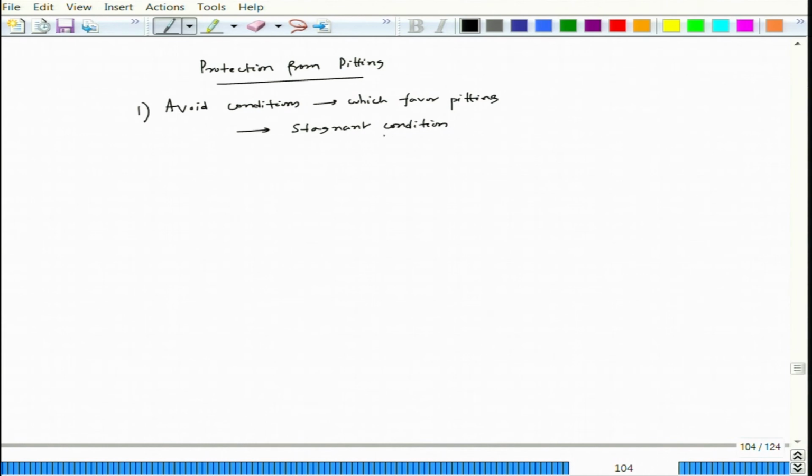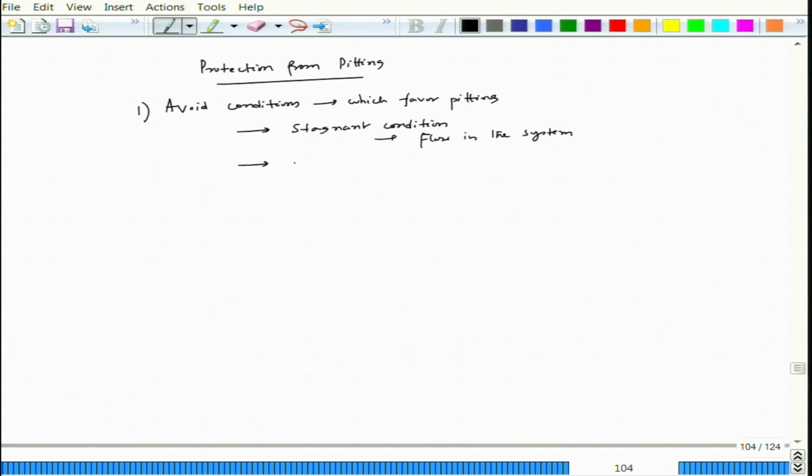So, better to have a flow in the system. And remember, when we have a flow in the system, that flow should not be at a very high flow rate, because a high flow rate would also create a problem. There is an associated problem with high flow, because that would lead to erosion corrosion. So the flow should be such that it does not allow the stagnant condition to be maintained. So this is one.